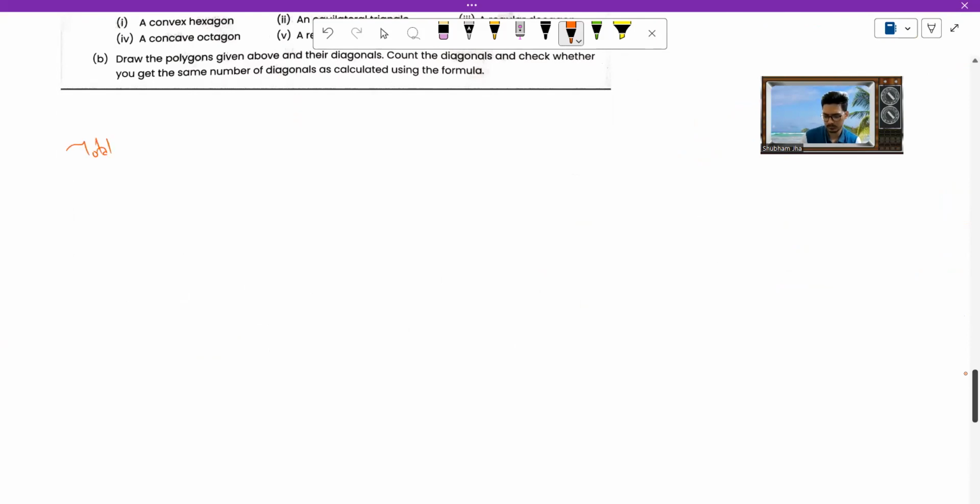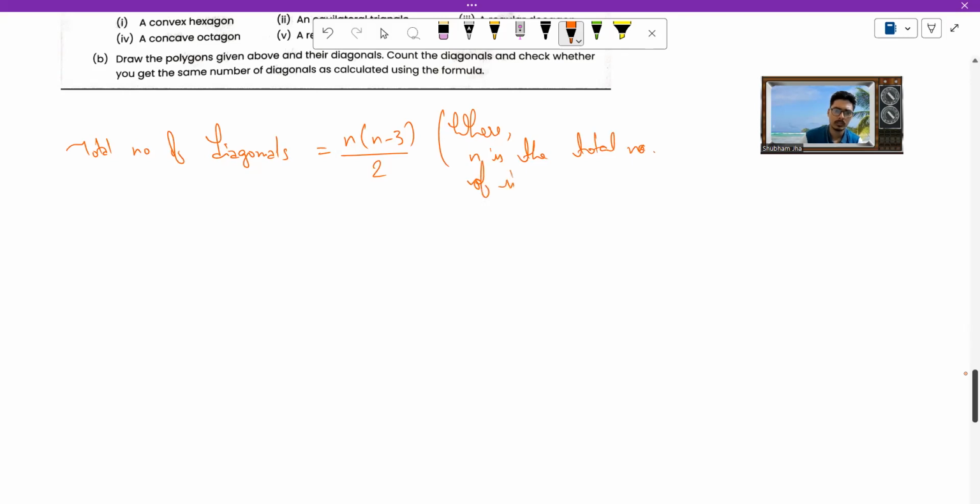Total number of diagonals of a polygon is equal to n into n minus 3 upon 2, where n is the total number of sides of a polygon.